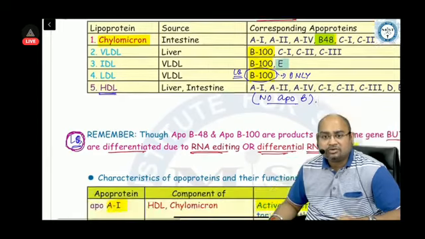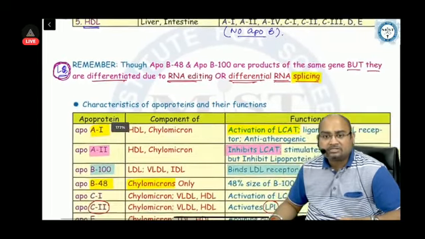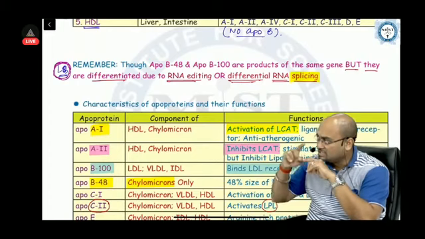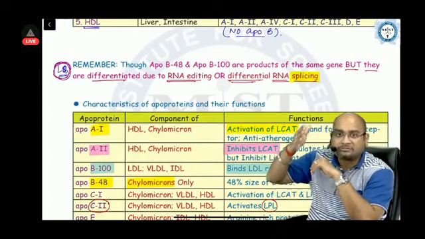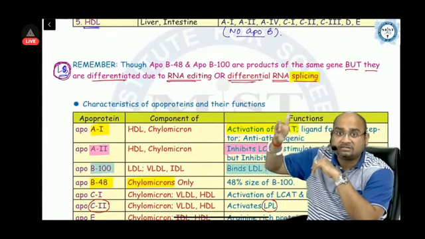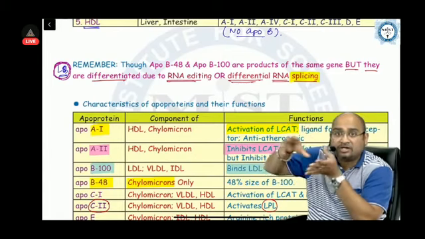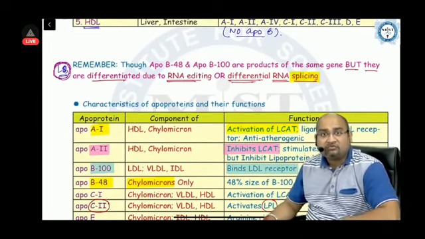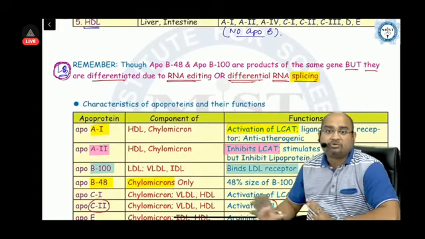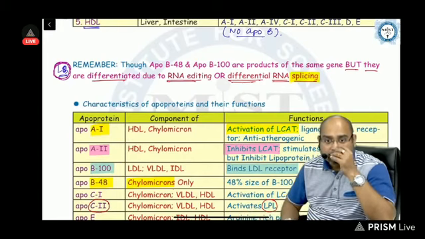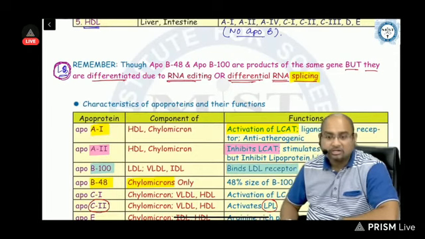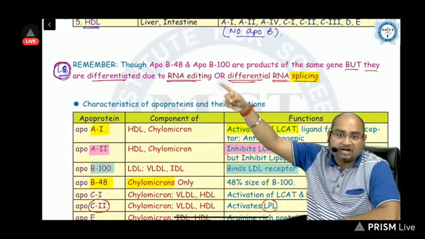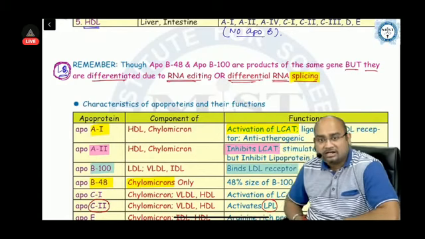HDL, please remember, beta, no ApoB. And please remember a recently asked question in your FMG exam: although B100 and B48 are the products of a single gene, we have heard about the process of splicing. Splicing means removal of the introns and joining of only exons. There will be shortening of the length. B100 is a protein, and 48% of that is called ApoB48. So the question comes, although B48 and B100 are products of the same gene, they are differentiated due to the process of RNA editing or differential RNA splicing.